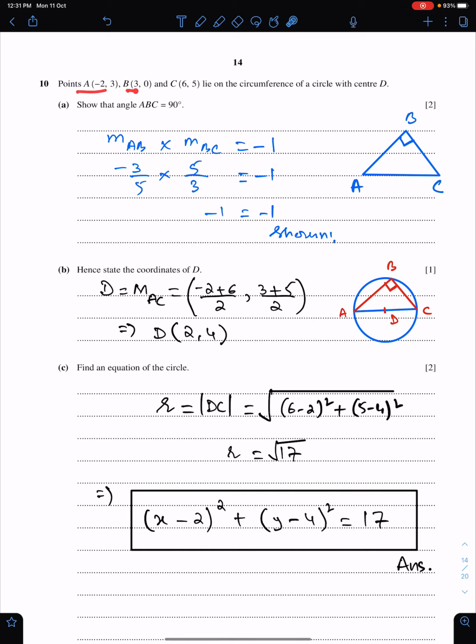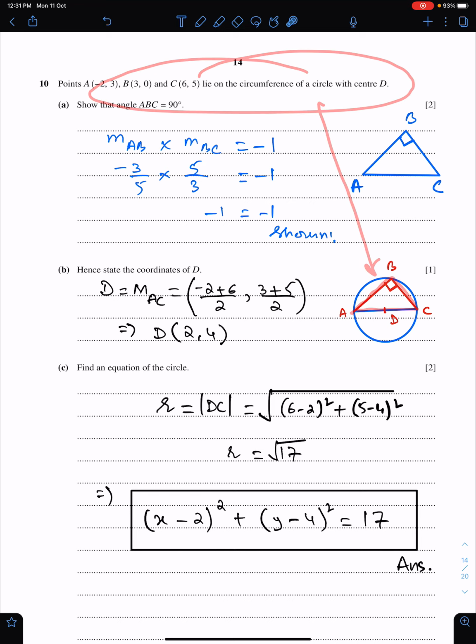Points A, B and C lie on the circumference of a circle with center D. So this is the situation. Show that angle ABC is 90 degrees. So angle B is 90 means this is the situation of this given information. This is the rough sketch.